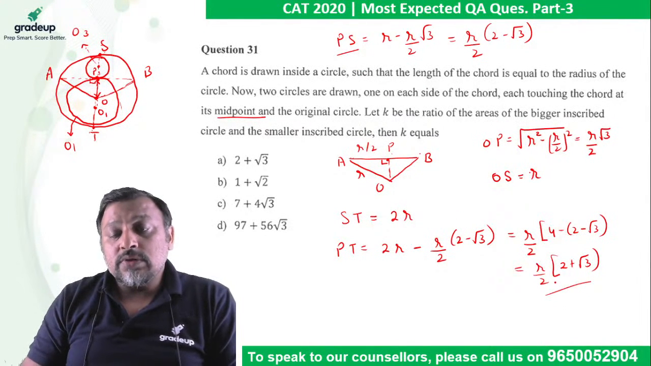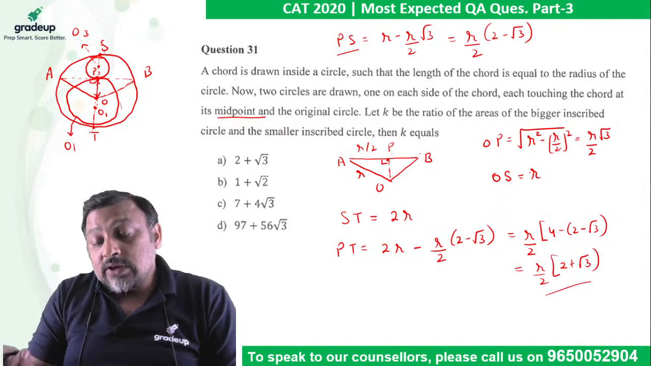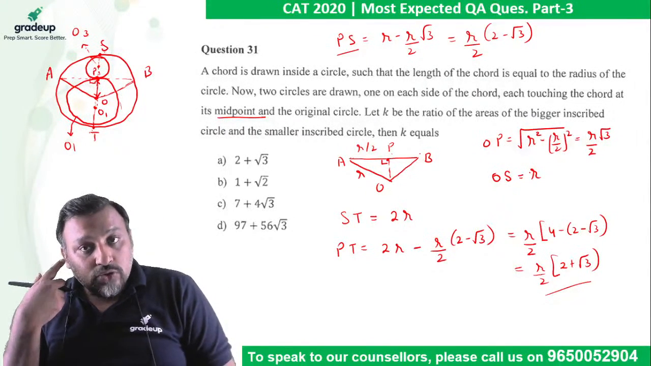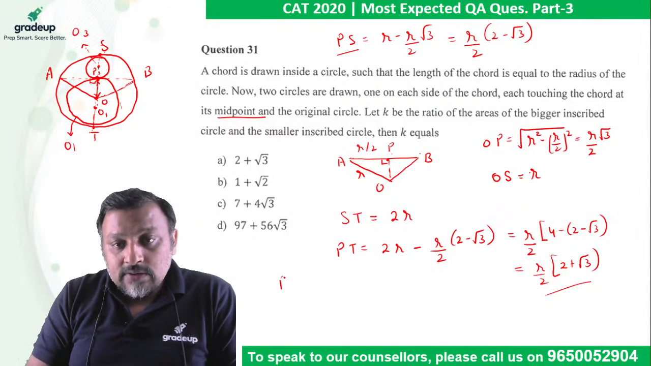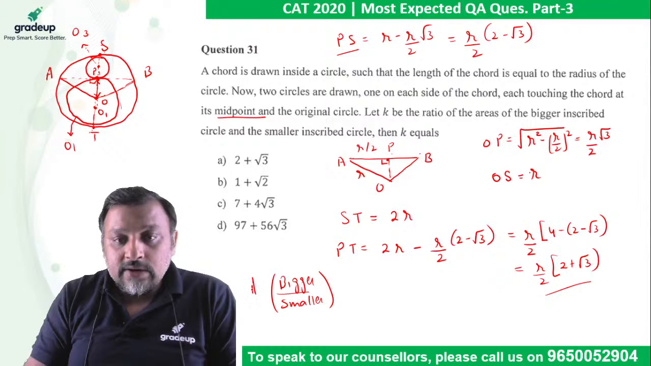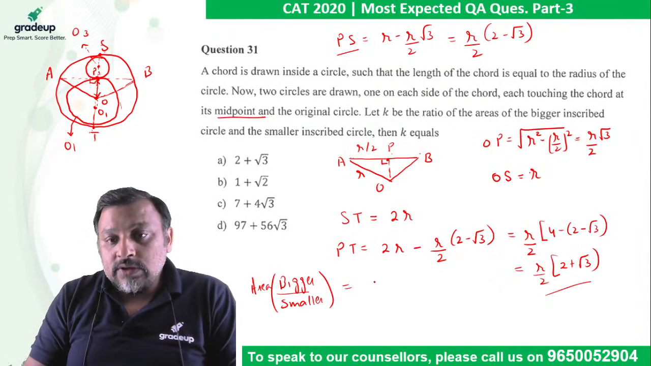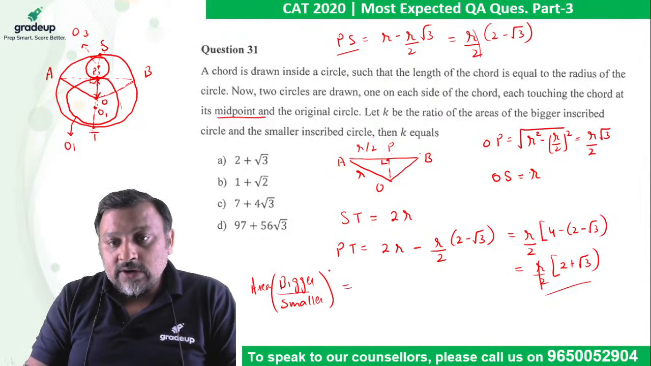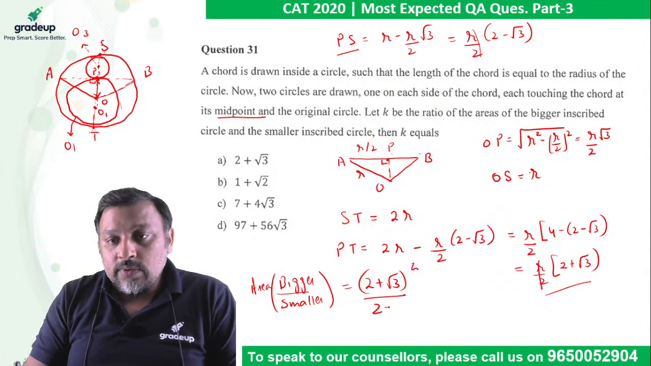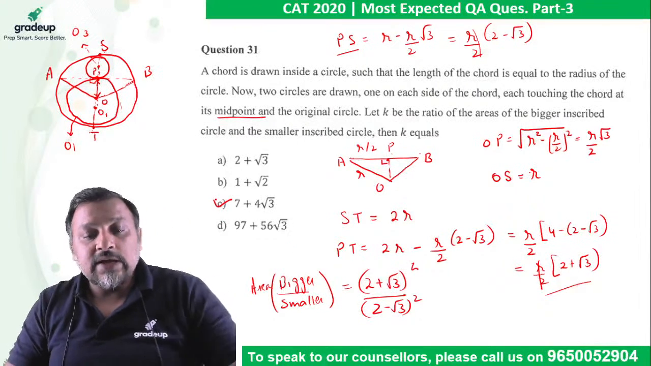And we also know the ratio of the areas is nothing but the ratio of the squares of the diameters. So area of bigger circle to area of smaller circle, we are talking about the area here. R by 2 will get cancelled out from both. So what we'll get is 2 plus root 3 whole square by 2 minus root 3 whole square. You can simplify this, you will get C as the answer.